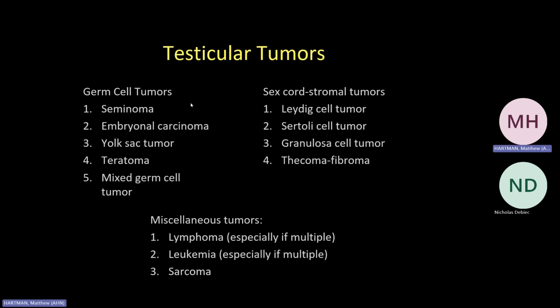So testicular tumors, we can separate into germ cell and sex cord stromal tumors. Again, our big distinction at this point is seminomatous from non-seminomatous. Again, seminomas will make up the majority. And then we have our miscellaneous, lymphoma, especially if they're multiple lesions, older patients.